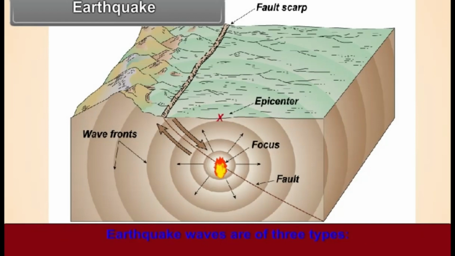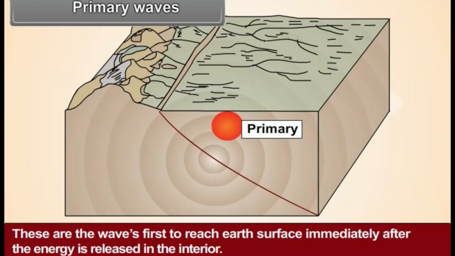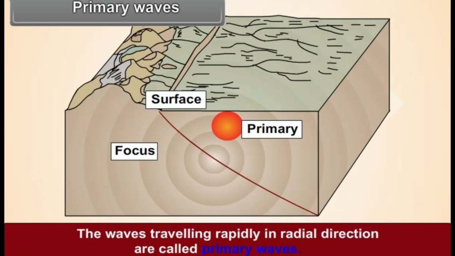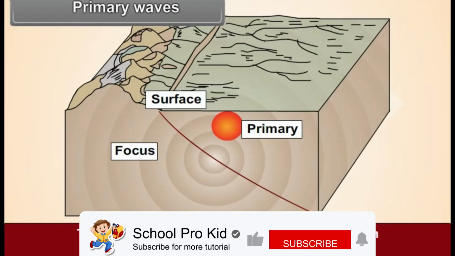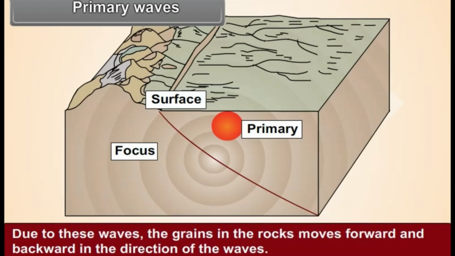Earthquake waves are of three types: primary, secondary, and surface waves. Primary waves. These are the waves first to reach Earth's surface immediately after the energy is released in the interior. The waves traveling rapidly in radial direction are called primary waves. Due to these waves, the grains in the rocks move forward and backward in the direction of the waves.